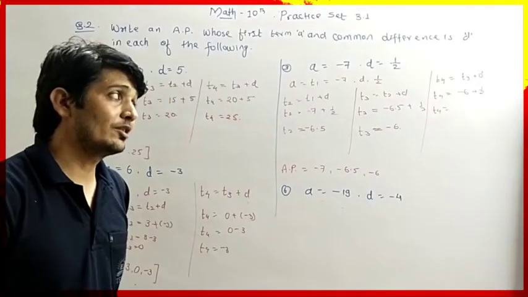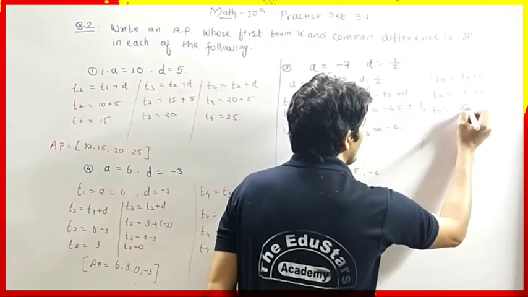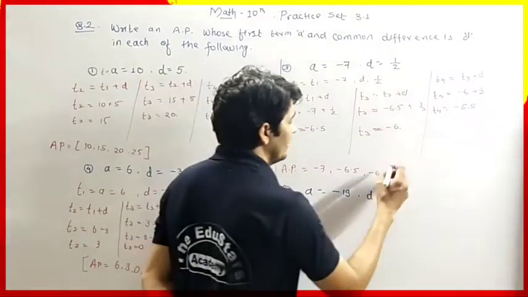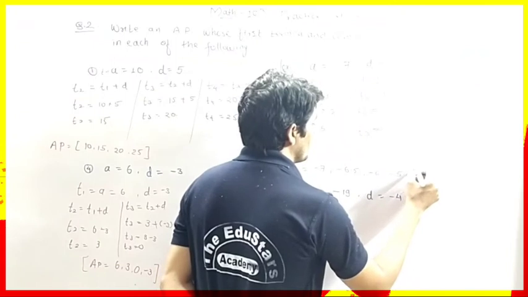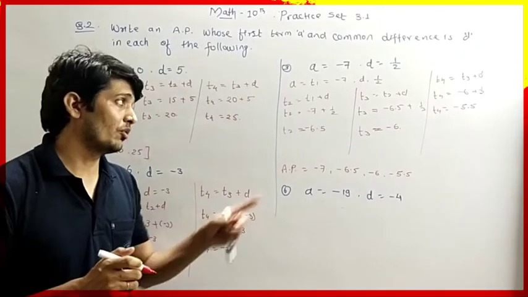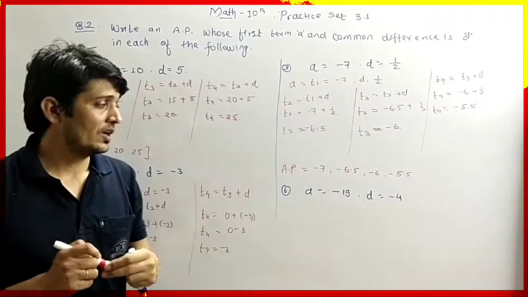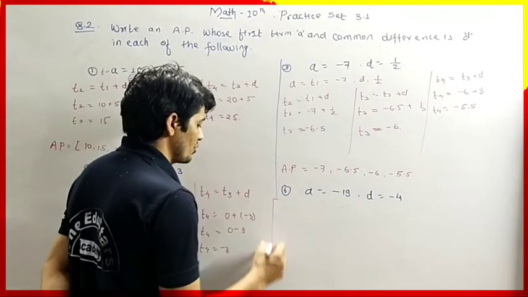If you subtract 0.5 from 6, we will get 5.5. The larger number has a negative sign, that's why we have taken the negative sign over there. Okay, so it is negative 5.5. So this is nothing but the required arithmetic progression for A equals minus 7 and D equals 1 by 2. Now last but not the least, the sixth question.